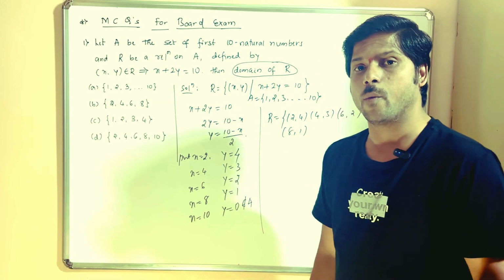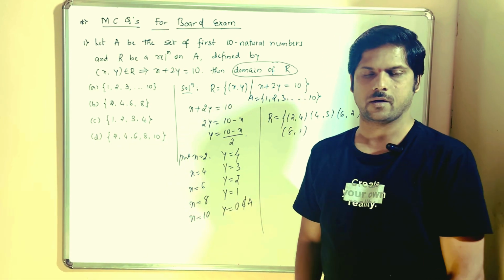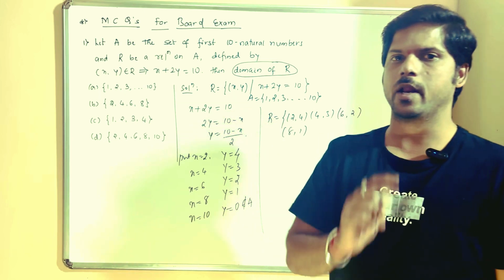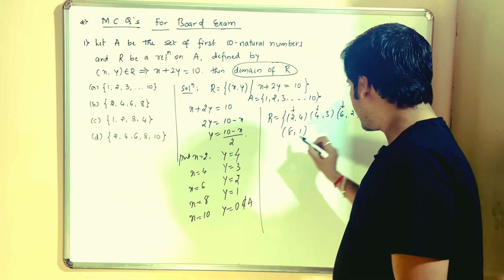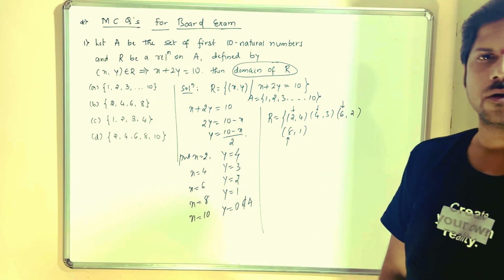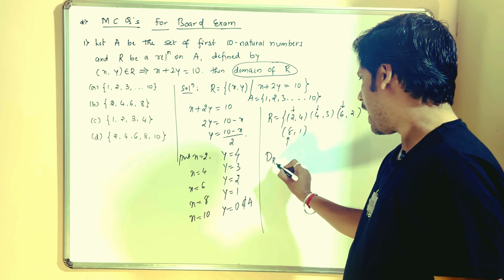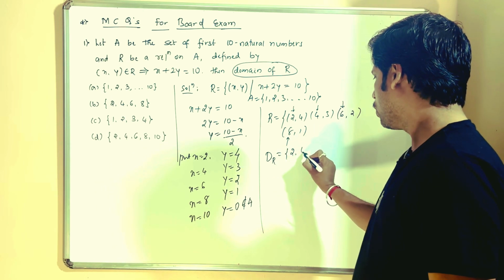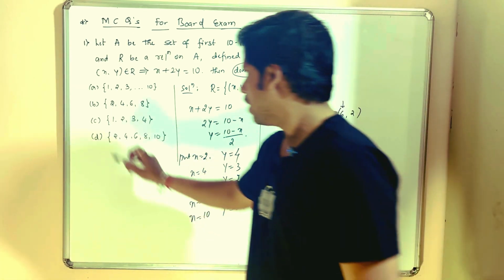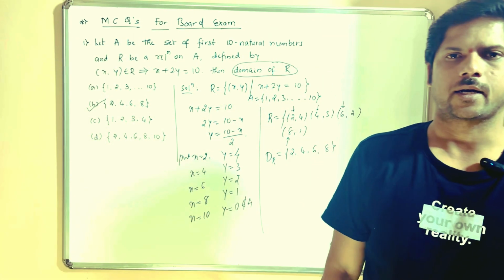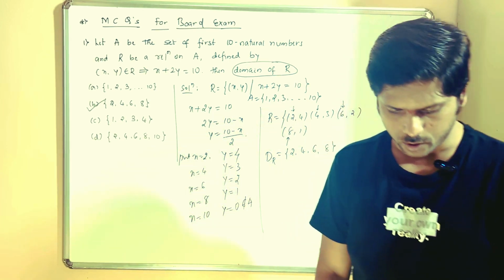What is the domain? In the ordered pair, the first element goes to the domain set; we call it the domain element. So what are the first elements here? 2, 4, 6 and 8. So the domain of R is equal to 2, 4, 6, 8. Then what is the option? Option B is the correct answer. Any doubt, write down.